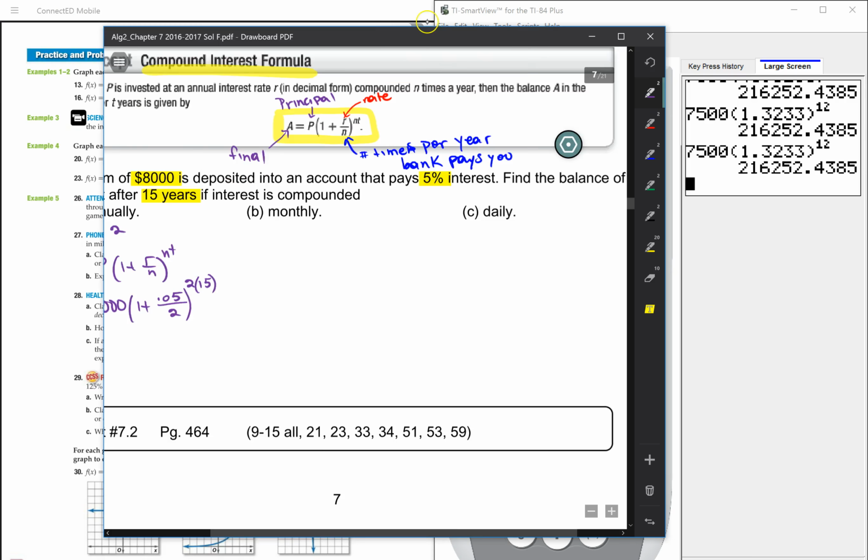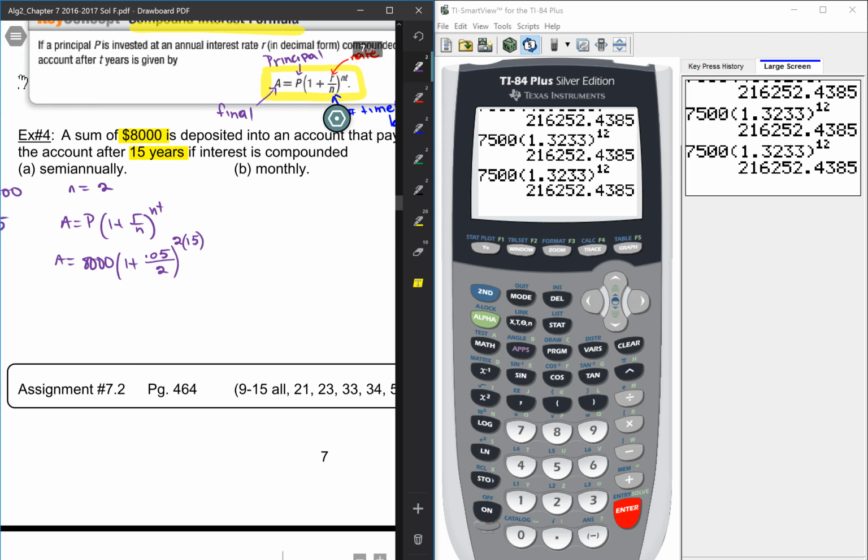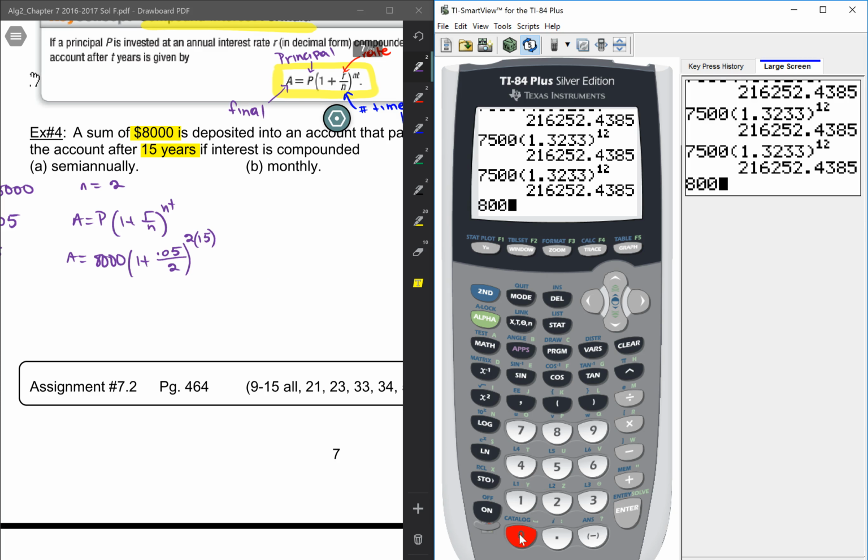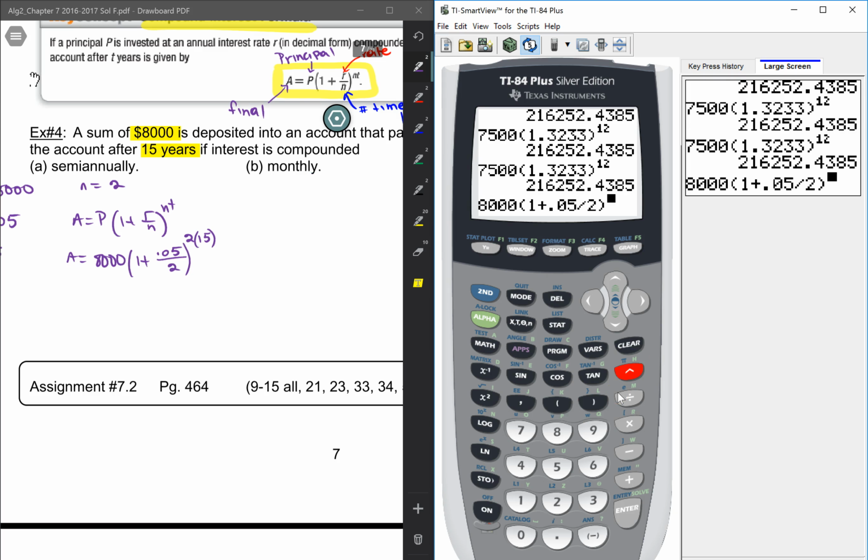Have your graphing calculators out. At this stage in Algebra 2, I would like for you to be able to put this entire thing in your calculator in one shot, no rounding in intermediate steps, and then everybody is going to get the same exact answer. So, $8,000 times 1 plus 0.05 over 2, to the power of 2 times 15. You can do that in your head, 30, or I'll just show you that you could put it in as an expression, 2 times 15. Enter.